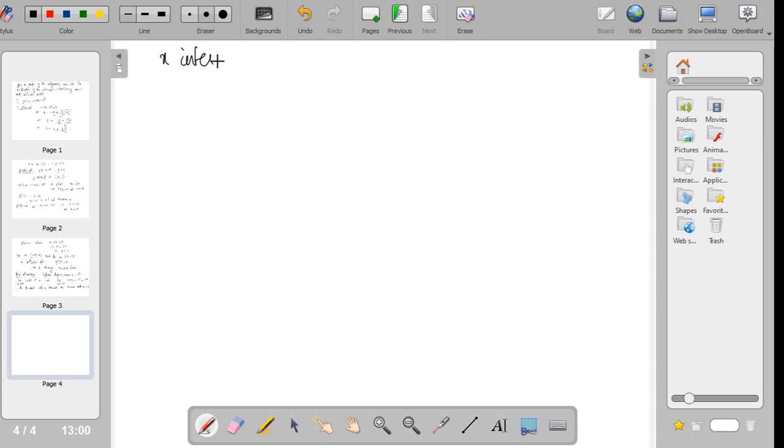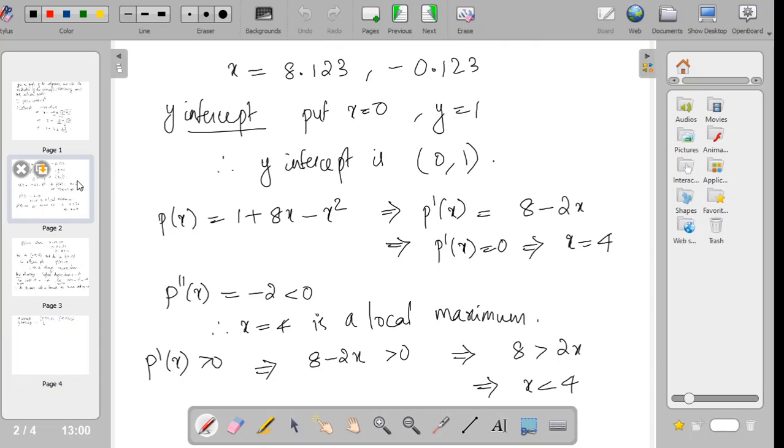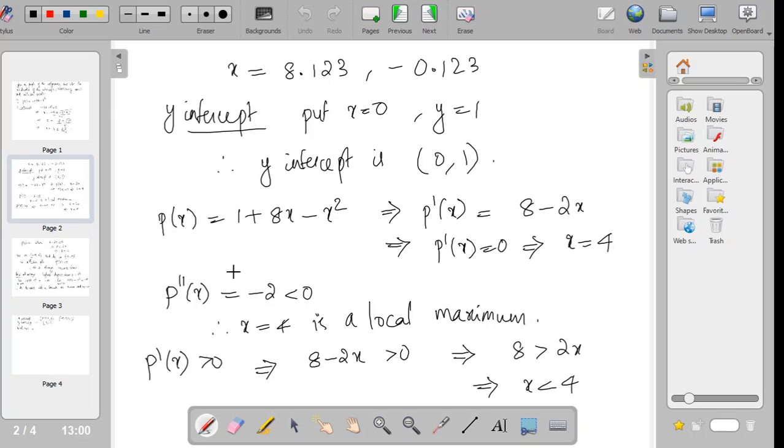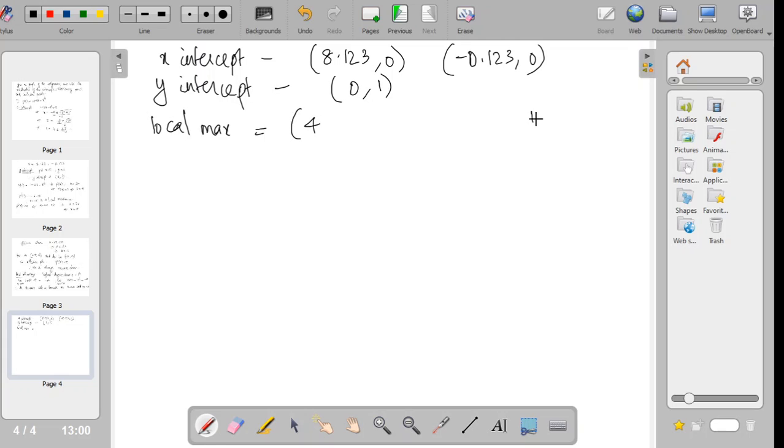So the x-intercepts will be 8.123, 0 and minus 0.123, 0. The y-intercept was 0, 1, and the local maximum is at x equal to 4. So for 4 we need 1 plus 8x, so 32 minus 16, so that will be 17. So this is the local maximum point.